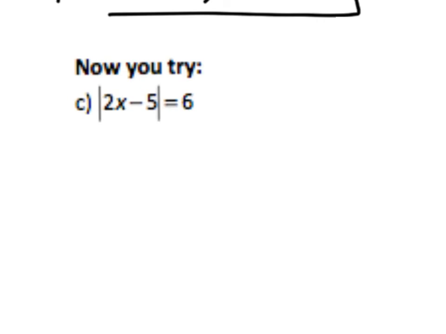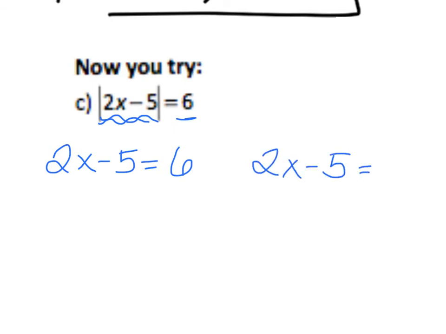Okay, so hopefully you got a chance to try that. This one's a little bit simpler than the other one because there's no fraction on the inside, but it works the same way. You take the absolute value and you set it equal to 6 and negative 6 because that's where it could be on the number line. So 2x minus 5 equals 6, and 2x minus 5 equals negative 6. And you solve both of these separately.